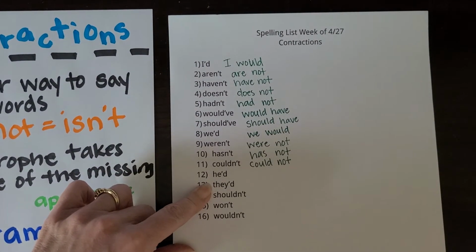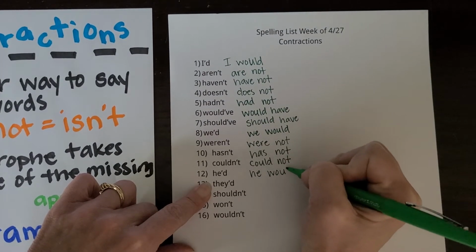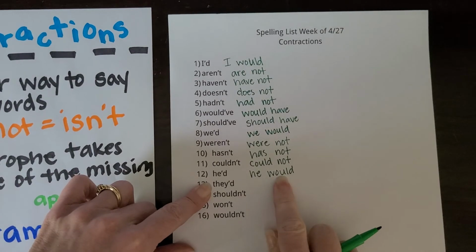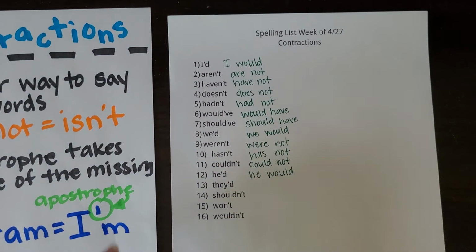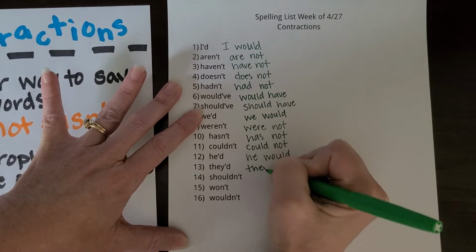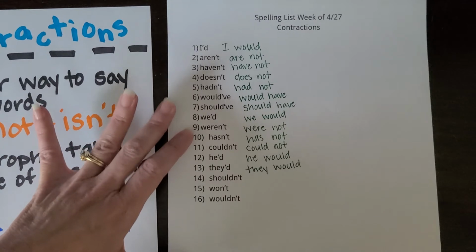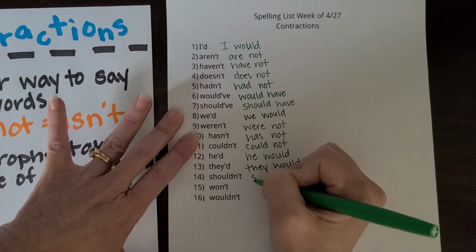He'd is he would. Again, it takes the place of the W, O, U, and L. That's a lot of letters it takes the place of. They'd is they would. Shouldn't is should not.